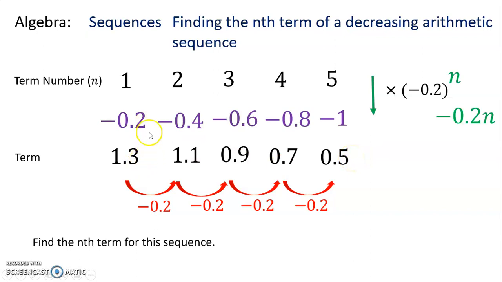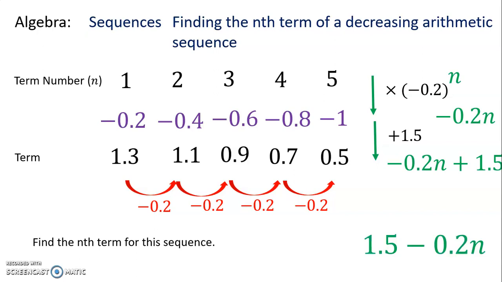Now that's true here as well. I'm adding 0.2 to get to 0, and then I'm adding 1.3. But it's just perhaps a little bit easier to see over here. So I'm adding 1.5. My nth term is negative 0.2n add 1.5. But again, that's a little neater if I write it the other way around.